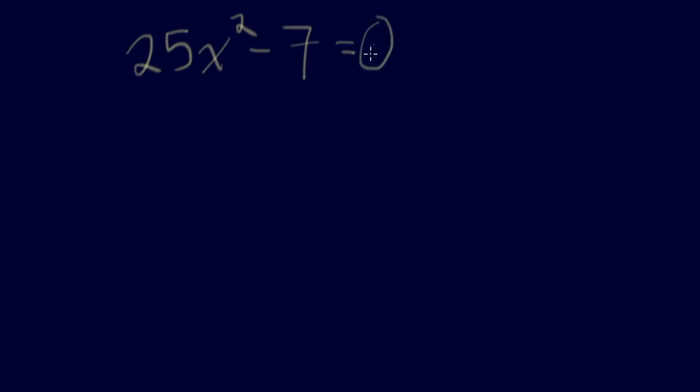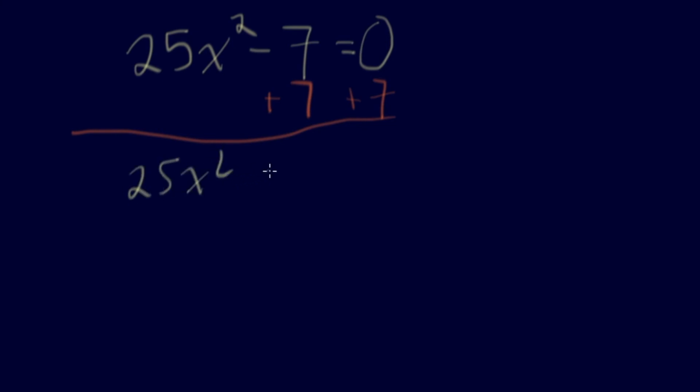Because it looks like there's a nice little simple question that you have here, but some fun things are going to happen. Let's go and add 7 to both sides. And what does that leave me with? A 25x squared equals 7. It's an ugly square. There we go. And I'm going to divide both sides by 25, because I want to get x squared all by itself.